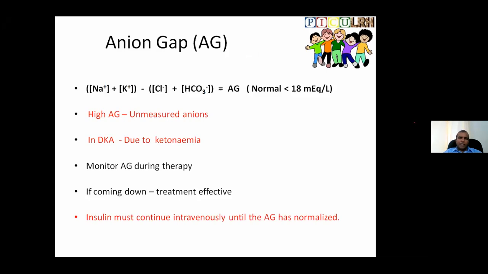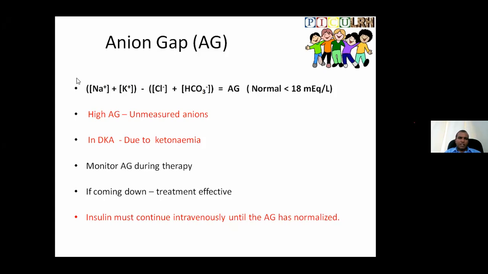So the anion gap is the difference between the summation of the anions and the cations. Usually it should be the same, so there shouldn't be an anion gap. There should be positive ions and negative ions in equal amounts in our body. If there's an anion gap, it is due to unmeasured anions. Some of the anions we are not measuring.